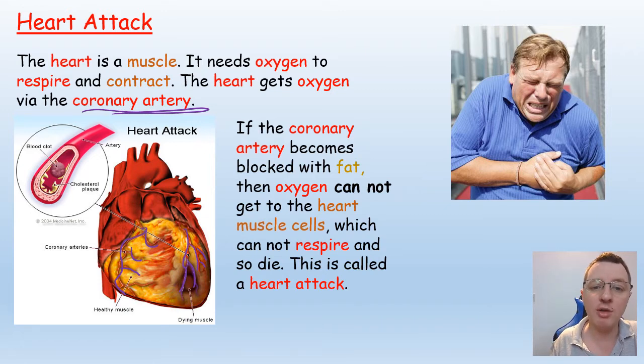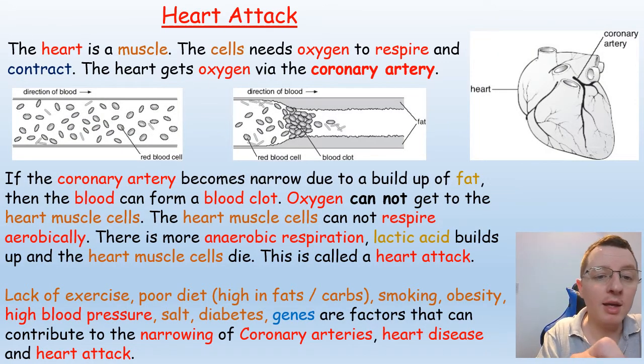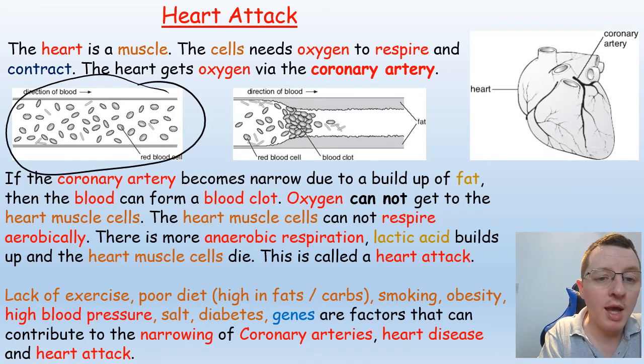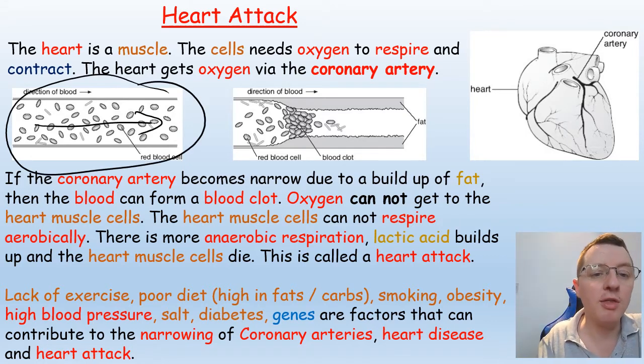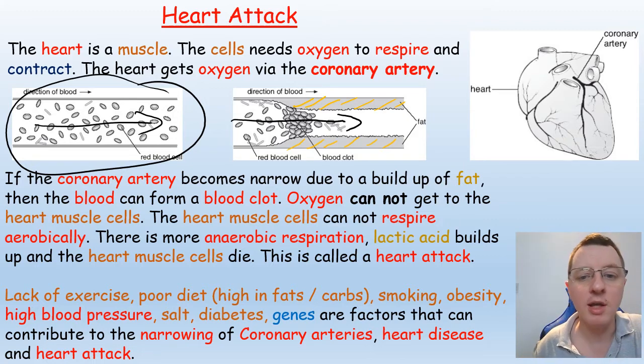If the coronary artery becomes blocked with fat, then oxygen cannot get to the heart muscle cells, which cannot respire, and so they die, and this is called a heart attack. We can see that process here. Here we have the normal coronary artery and the blood is flowing smoothly through it. But on this other diagram, we have a build-up of fat within the coronary artery, and the blood is not flowing quite as smoothly through.